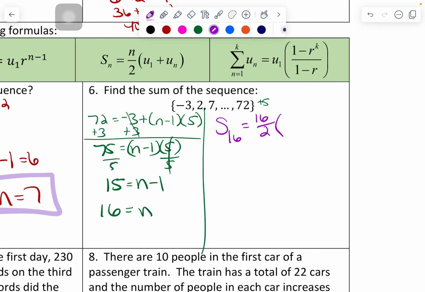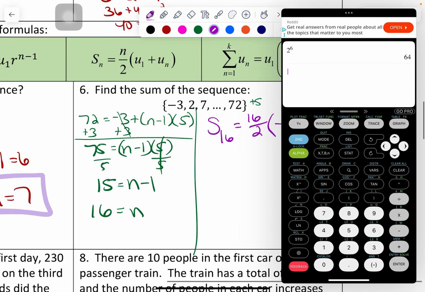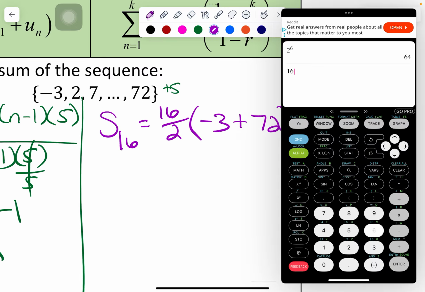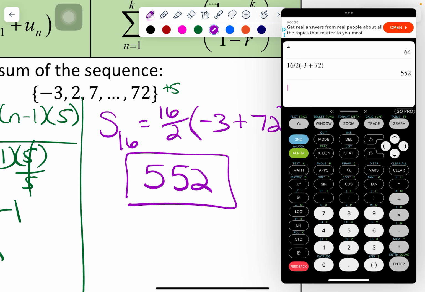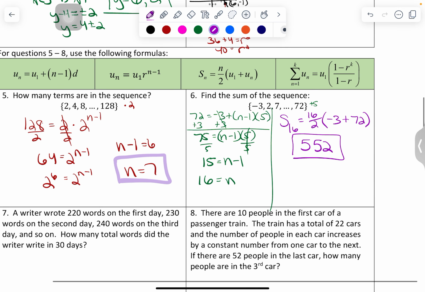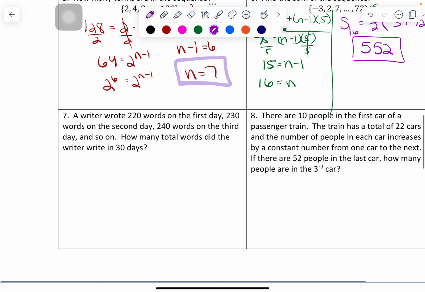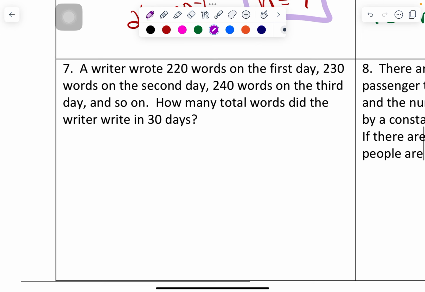So 16 over 2 times the first term, which is -3, plus the last term, which is 72. I grab my calculator back. All right, so 16 over 2 times -3 plus 72. So the sum is 552, provided I can divide correctly.